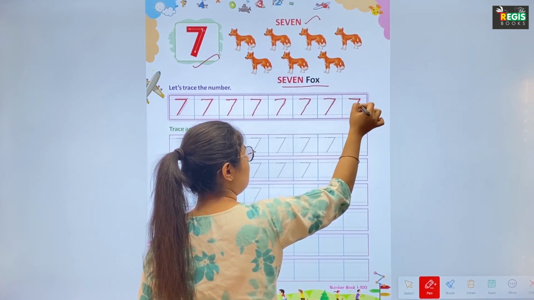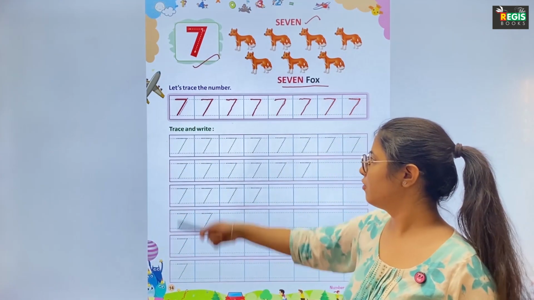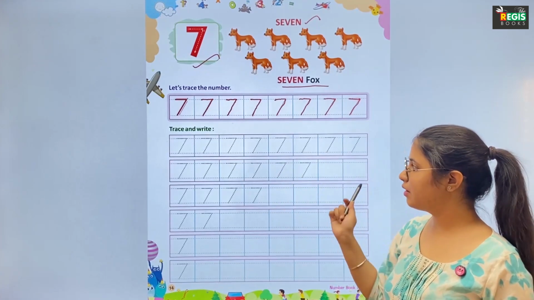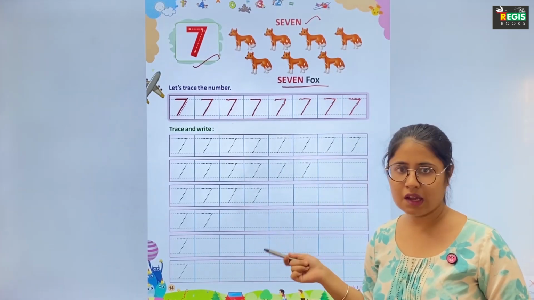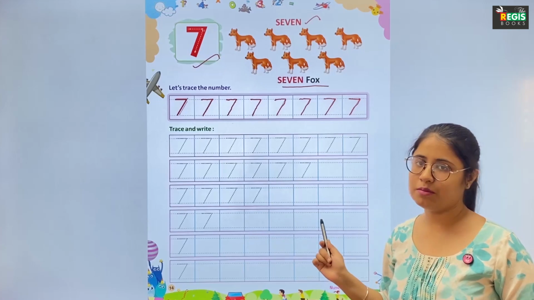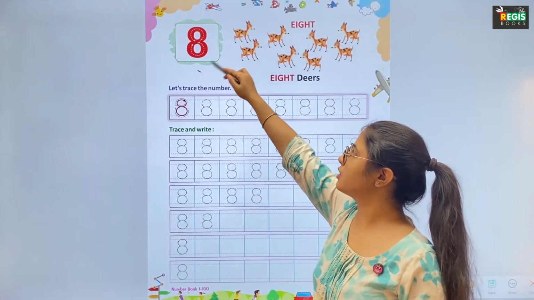Again trace these dots. Trace and write. So kids, similarly trace these numbers and practice by writing them in the boxes. 8.